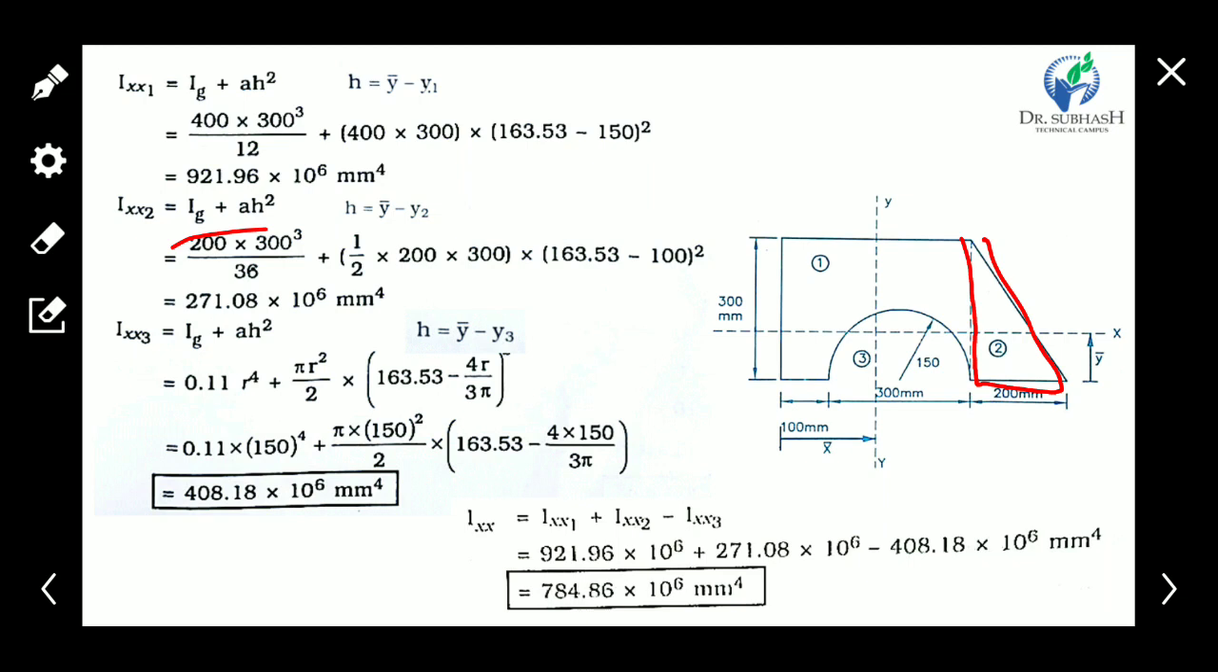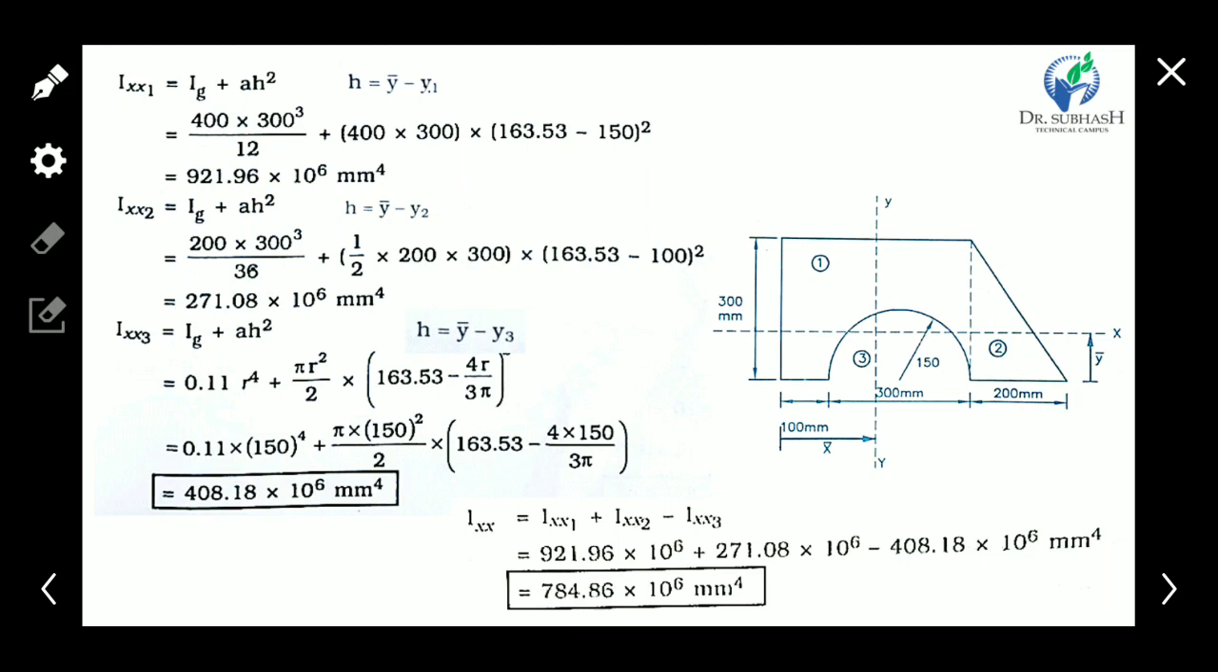Ig is the moment of inertia about the center of gravity, and the equation for that is b h cubed by 36. Breadth is 200 and height is 300. So 300 cubed upon 36, b h cubed upon 36. Now we got the Ig. Now go for the area. Area is 1 by 2, base into height. Base is 200 and height is 300.